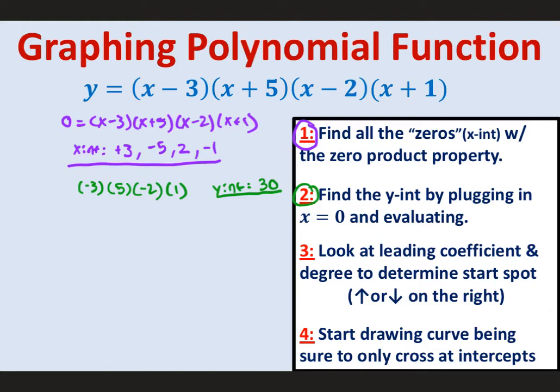And then the last thing I'm going to do is go through the leading coefficients. Here they are positive, positive, positive, positive. So a positive times a positive times a positive times a positive means my leading coefficient is positive. So that means when I graph this in just a second, I'm going to start on top.